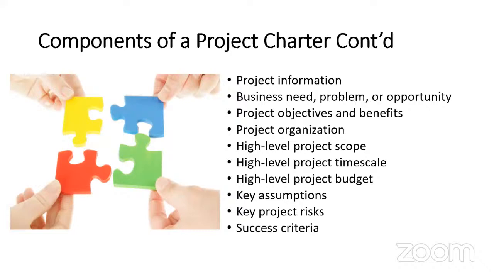Then you have the high-level project scope. The high-level project scope will pick the major aspects of the project, the critical aspects of the project. Then you have the high-level project timescale, the major timelines for the major deliverables. Then you have the high-level project budget, not the breakdown of the budget, just the total budget for this project, and your key assumptions for this project, your project risks, and your success criteria.